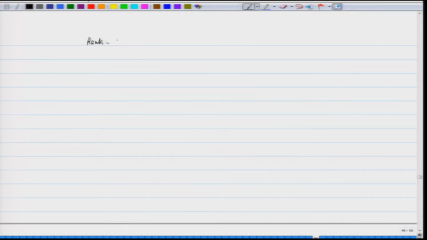In the last class, we had learned what is called the rank nullity theorem. So, let us recall what it was. A was an m cross n matrix. Then it said that rank of A plus dimension of null space of A was equal to n. All right.